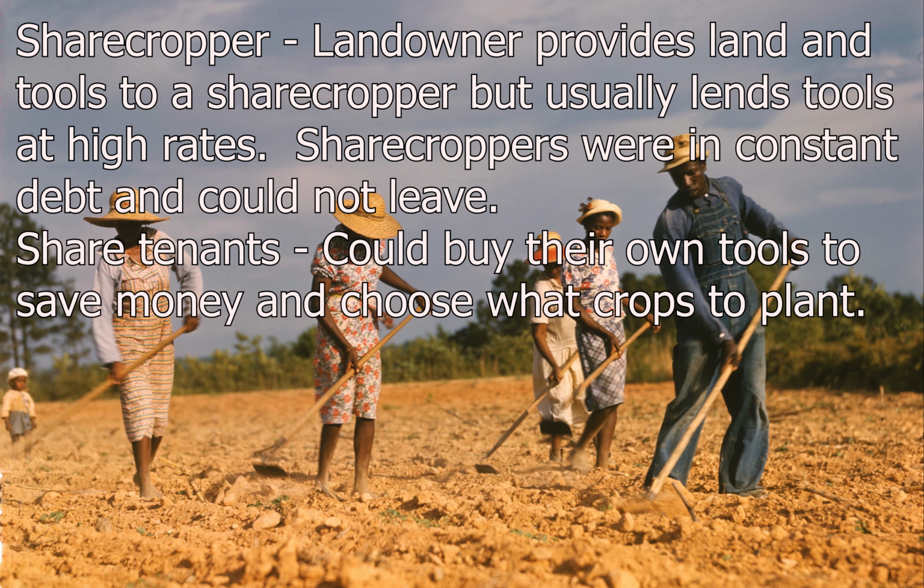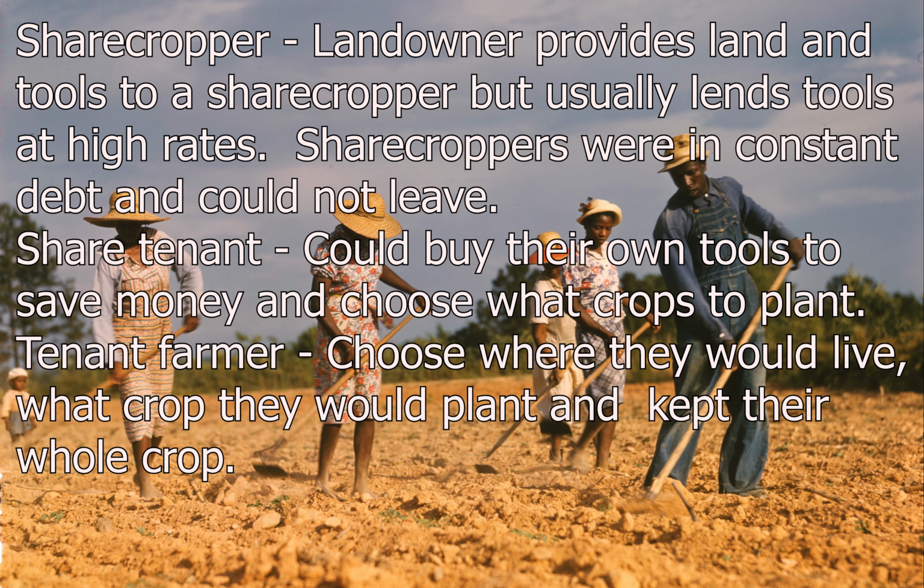Some became share tenants, and they were able to buy their own supplies to save money, as well as choose what crops to plant. And some became tenant farmers, who got to choose where they would live, what crop they would plant, and got to keep their whole crop. They only had to pay rent to the landowner.